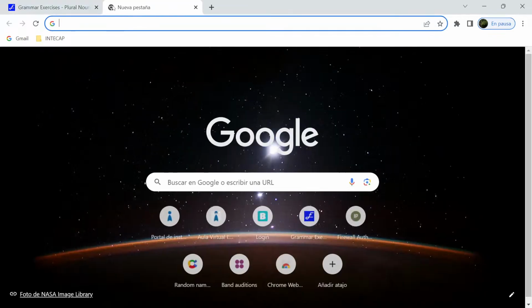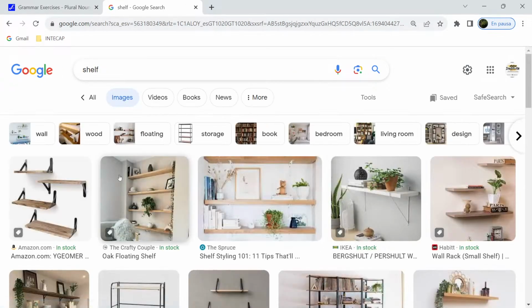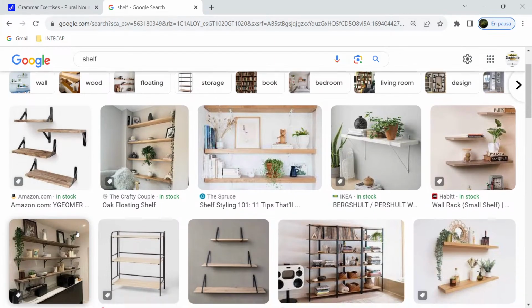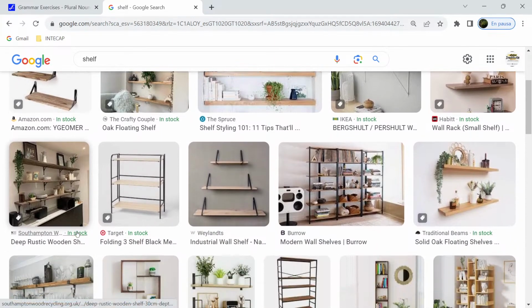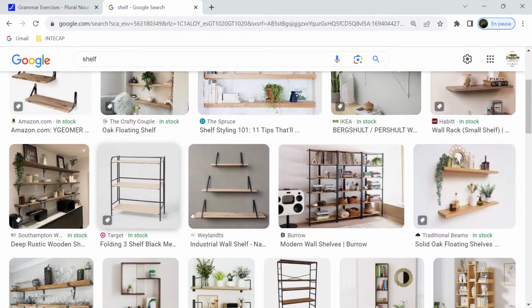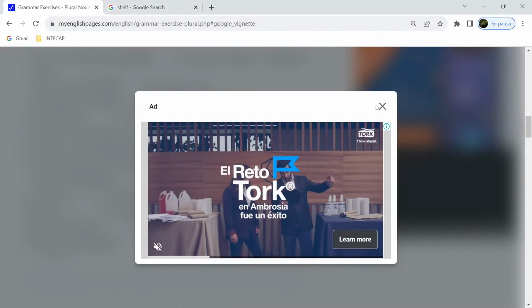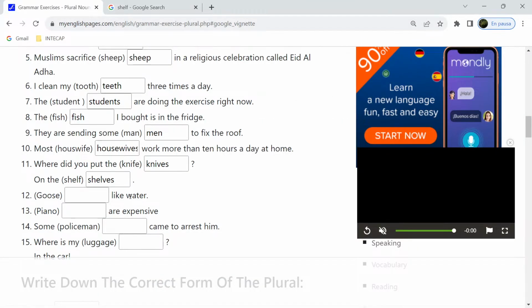A shelf, guys, is this place where you put things in a wall. For example, you have shelves that are completely in the wall, right, guys? It depends on how you see it, but all of these are shelves. Each one of the spaces is a shelf, okay? Now let's go with number 12. Did anybody find the plural of this word, guys?